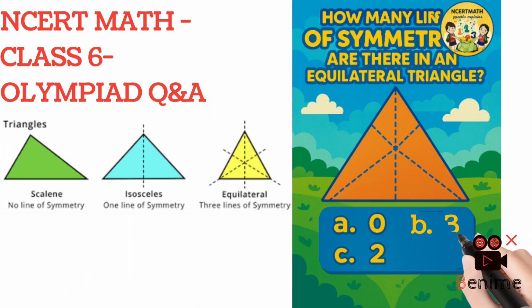Then the second question is, how many lines of symmetry are there in an equilateral triangle? An equilateral triangle is nothing but a triangle where all three sides are equal. Symmetry is nothing but a shape of an object in which two or more parts can be formed which are all of identical shape. That means when an object is divided into two, we can have two or more identical images of that particular object.